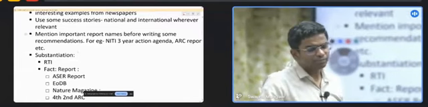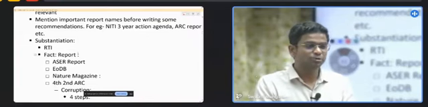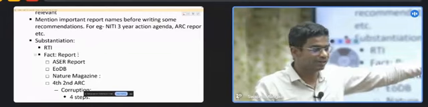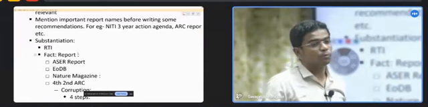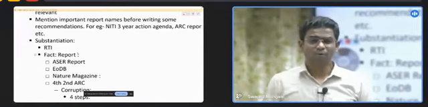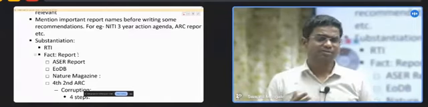Mention important report names before writing some recommendations. They have to necessarily be from that particular report. You don't need to randomly give the name of some report for your recommendation. That should not be done. But Niti Aayog's three-year action agenda, some ARC report, or some report by world bodies like the World Economic Forum, the World Bank, or other organizations, whatever it is, try and write those.